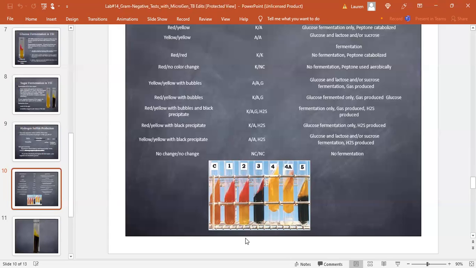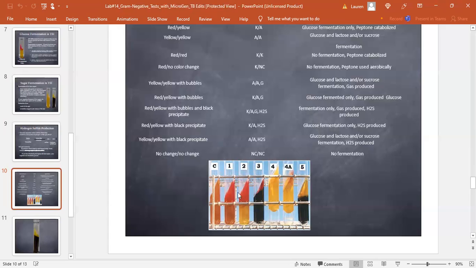So number 4, did the glucose ferment on the top? Remember that glucose is always going to be in the butt. So if the butt is yellow, it fermented glucose. But what are our other 2 sugars? Lactose and sucrose? Yes, and those 2 are located where? In the slant. In the slant, okay. Yes.